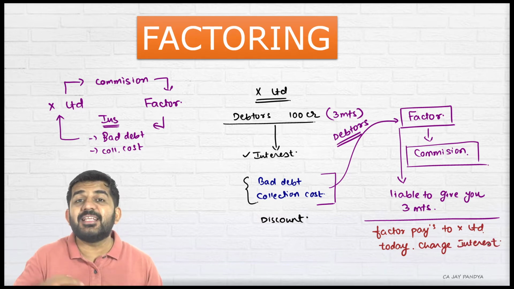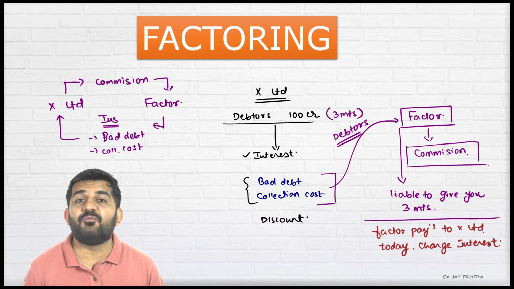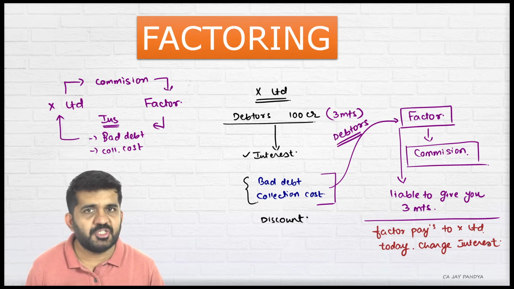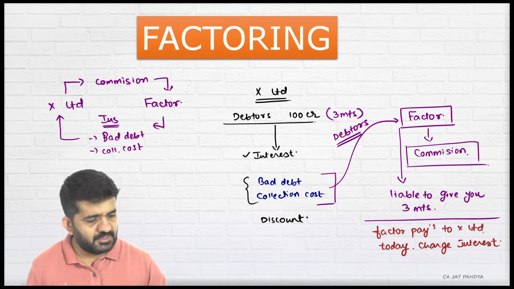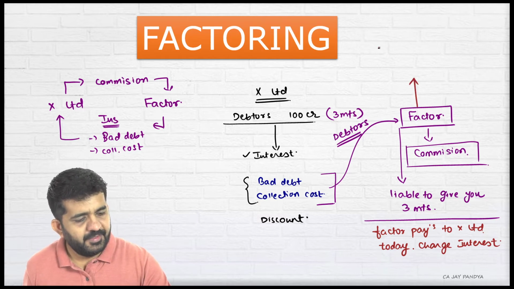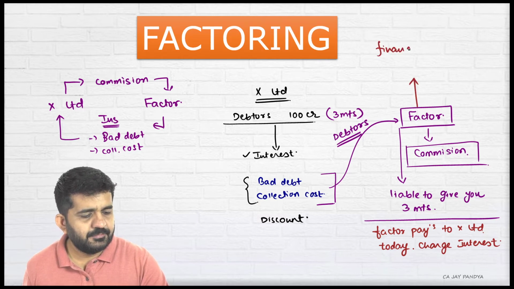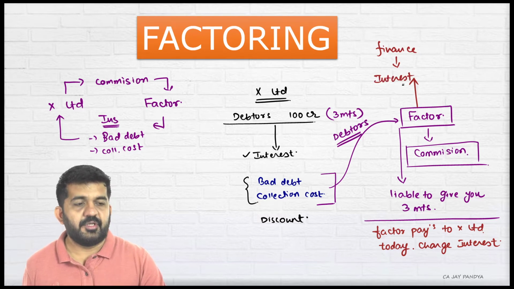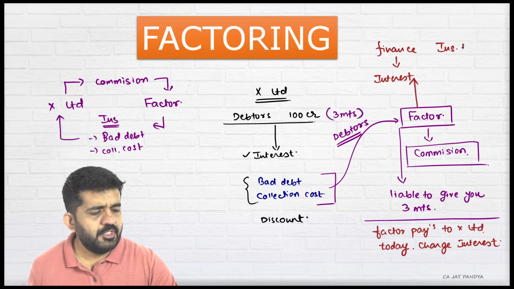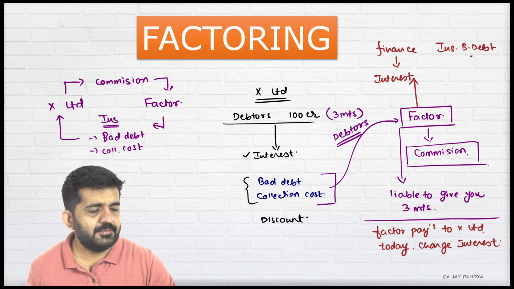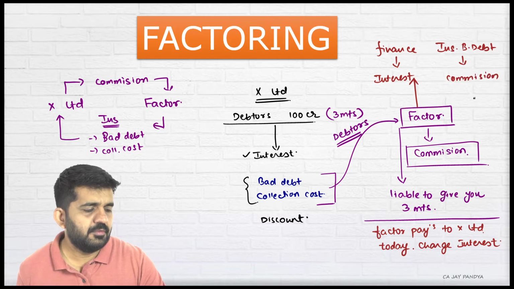So this is an ancillary service given by a factor. They also finance these debtors. They will charge interest for that, and they will insure your risk of bad debt. They will charge commission for that. Is it correct? So a factor may give you finance, then will charge interest. A factor insures your bad debt, and so it charges commission.